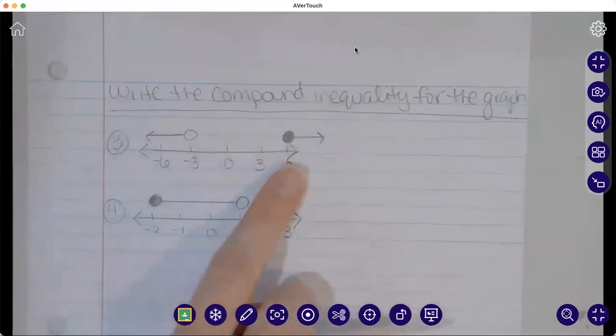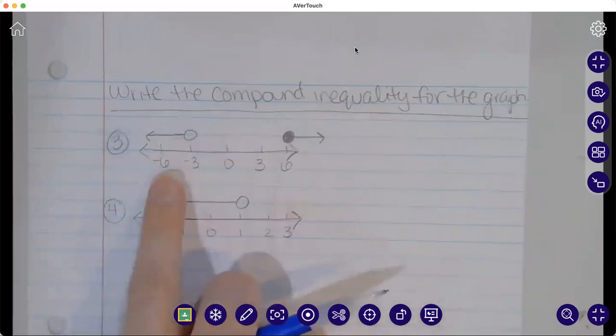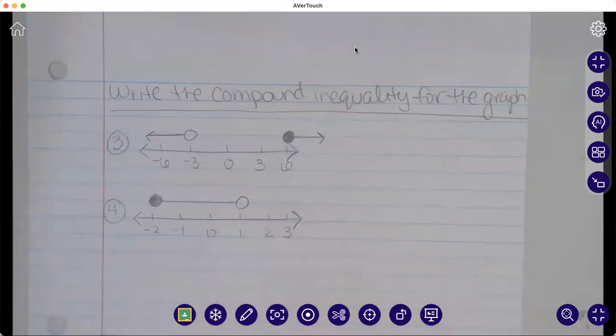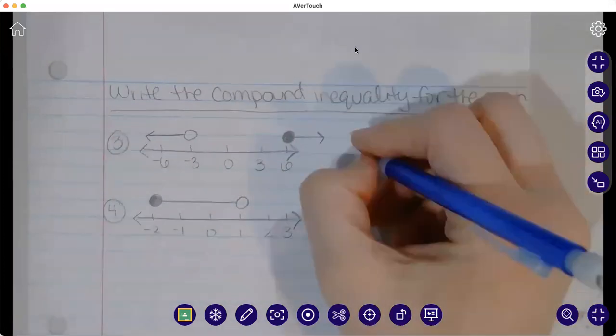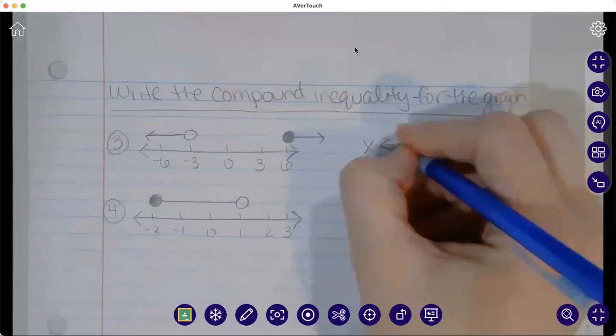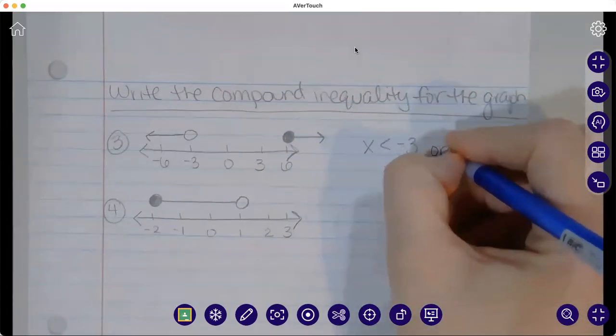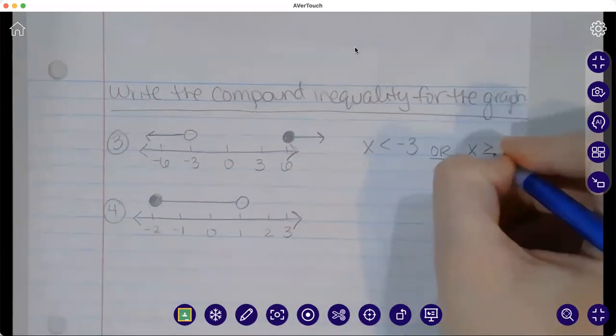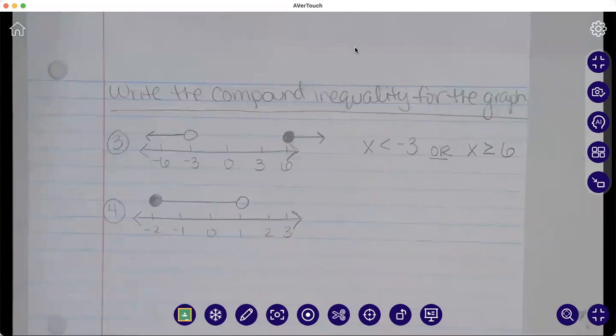So on the first one, we have arrows that are going opposite directions. So this should be an automatic message to your head that we have an or statement. So we're just going to write down the separate inequalities and combine it with an or. And you can pick any letter you want. Most commonly, you're going to pick X for your letter. So therefore, we have X is less than -3, or X is greater than or equal to 6. And that would be our answer for number 3.